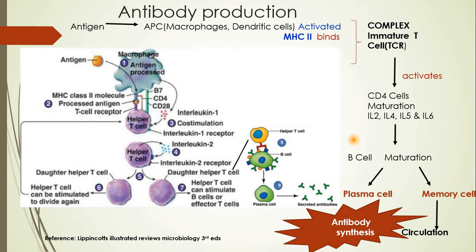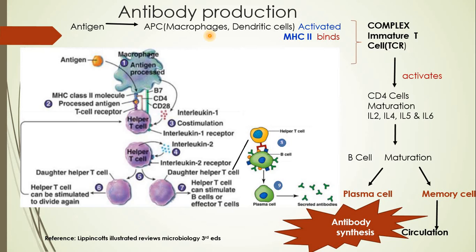Now this slide shows you the actual process of antibody production. Focus your attention on where I am moving the cursor, and then we'll move into the pictorial representation. Antigens enter the body with the help of APC, that is antigen presenting cells. Examples of antigen presenting cells are macrophages or the dendritic cells. These get activated, right?